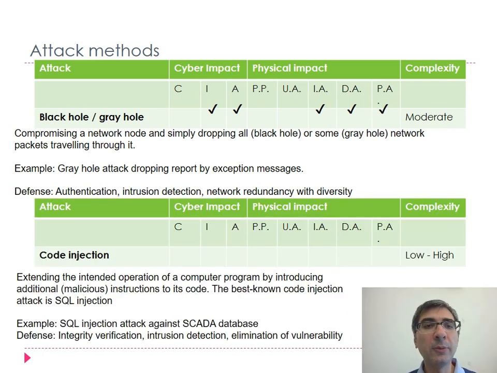And another one is code injection. Code injection is about extending the intended operation of a computer program by introducing malicious instructions. The one that everyone knows is SQL injection, and an example of that would be such an attack against the SCADA database. Defenses in this case can be some types of intrusion detection, integrity verification, so verifying that the code is the correct code, and another one, of course, is to eliminate the vulnerability completely, because they tend to exploit vulnerabilities to achieve the injection of new code, especially buffer overflows.